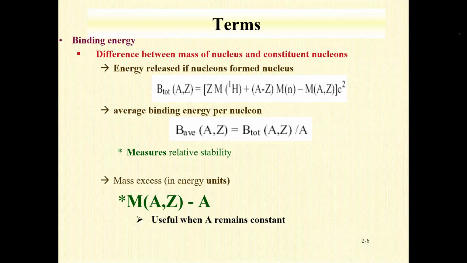So the difference between the mass of the nucleus and the constituent nucleons is called the binding energy. It is the energy released if nucleons form the nucleus. The equation of binding energy is extremely simple and does not require any rigorous mathematics. You can do it, and I'm sure you are well adept in the art of doing it. We can calculate average binding energy per nucleon also, and the mass excess is calculated as M minus A.